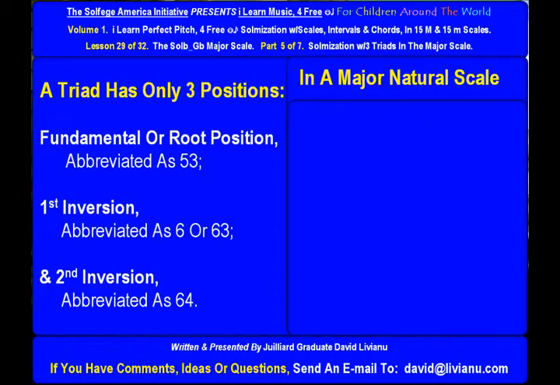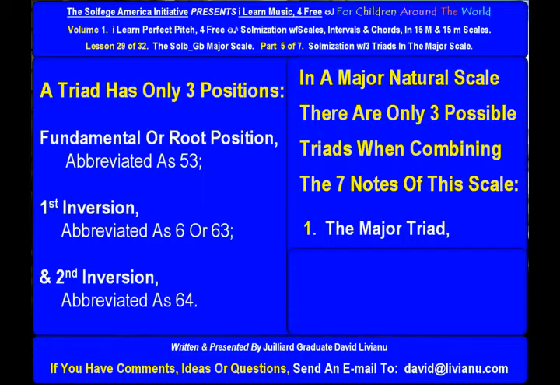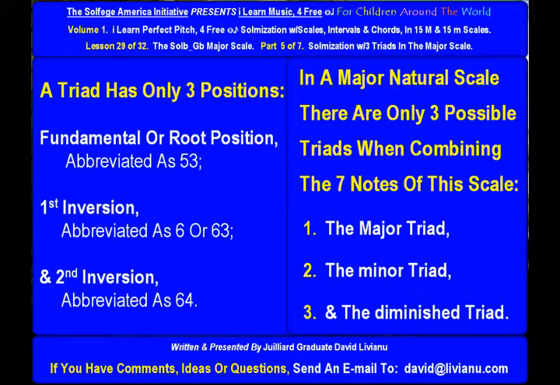In a major natural scale, there are only 3 possible triads when combining the 7 notes of this scale: the major triad, the minor triad, and the diminished triad.